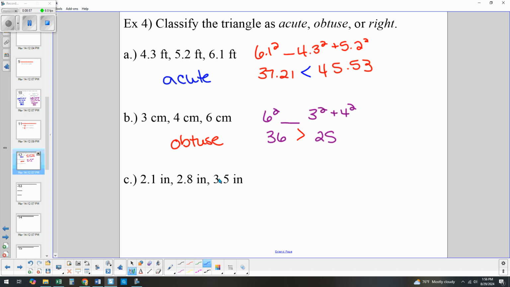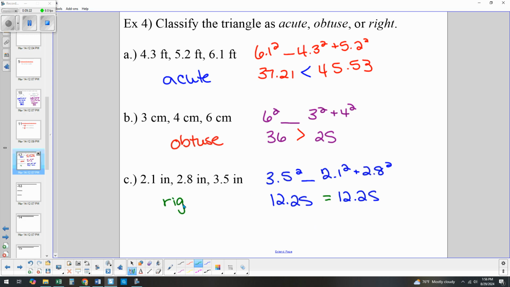All right, for my third one, 3.5 is my biggest side. So we're going to have 3.5 squared is something to 2.1 squared plus 2.8 squared. So 3.5 squared is 12.25. And when I put 2.1 squared plus 2.8 squared on my calculator, I get 12.25. So that's equal. And from the original part of our converse, equals is when it's a right triangle.